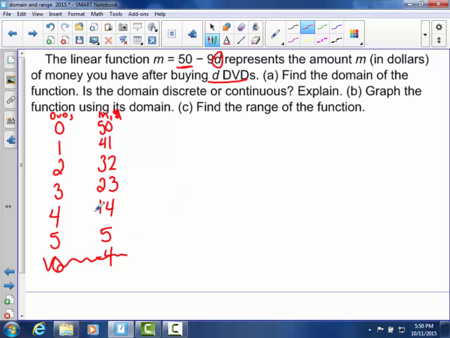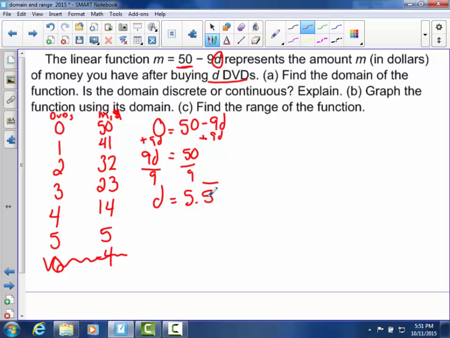Now, that was some work to work out. I could have probably more easily said, how many DVDs will take me to 0 money? Okay, so if it's 0 money equals 50 minus 9d, right? Because then that would be 50, add the 9d to both sides. So 9d equals 50, divide by 9, and we get 9 goes into 50 5 and repeats forever. Right, so that's why we have to stop there at the 5.